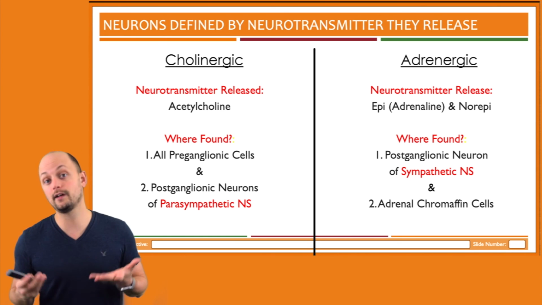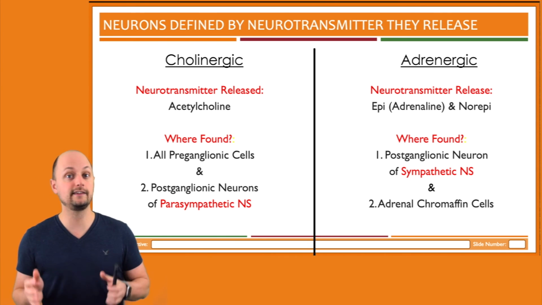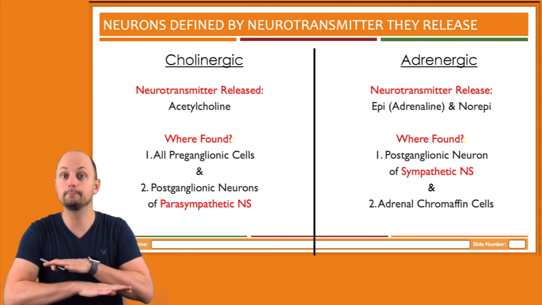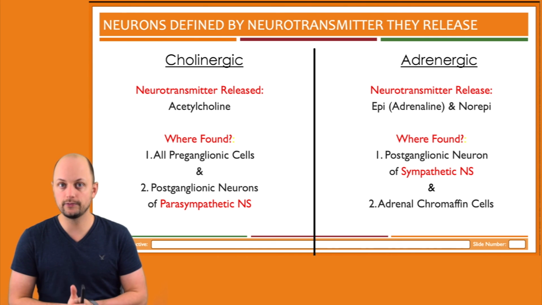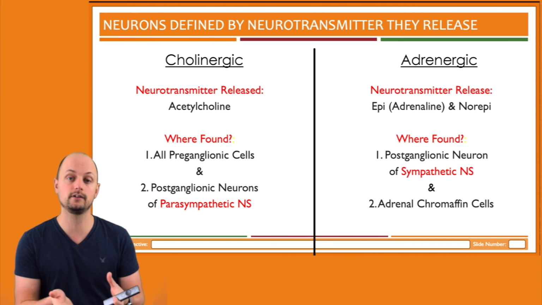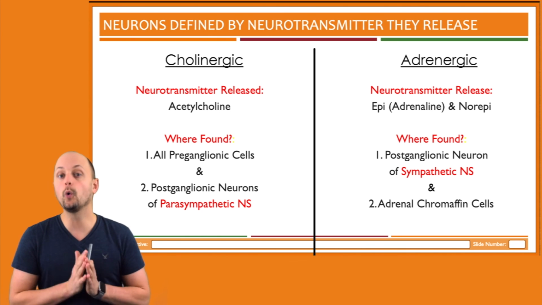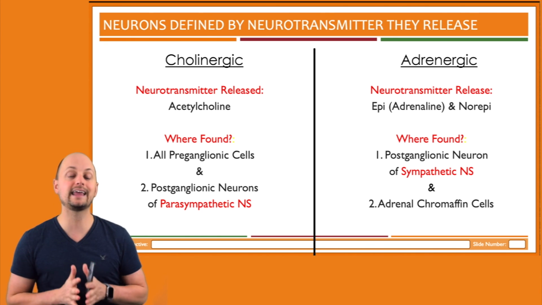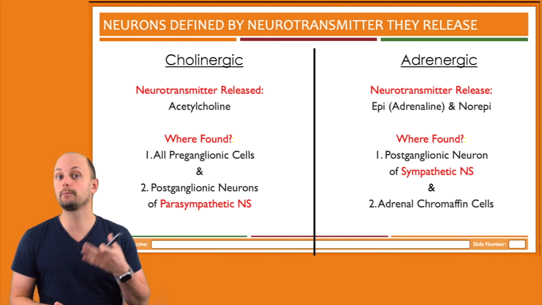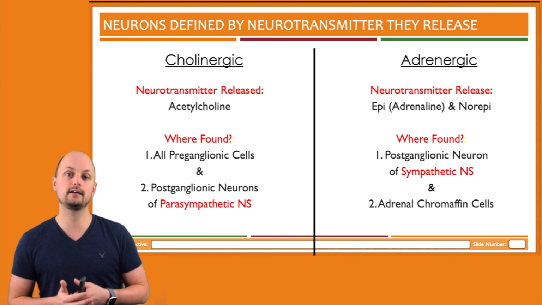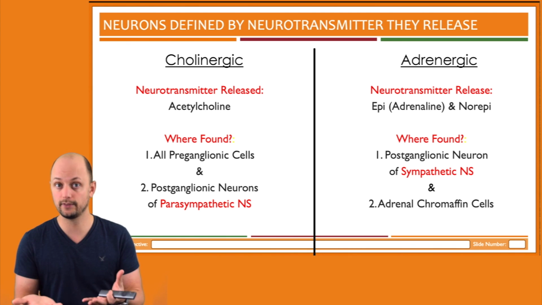So I know that this terminology is complicated, so let me just say this one more time. All preganglionic neurons are cholinergic in both divisions. The parasympathetic division is entirely cholinergic, so that means that the postganglionic neurons there are cholinergic too. Acetylcholine is the only neurotransmitter that that division uses. Only in the sympathetic division do we find adrenergic neurons. They're postganglionic, and that means that we're going to have norepinephrine released onto the target tissues from the sympathetic division.